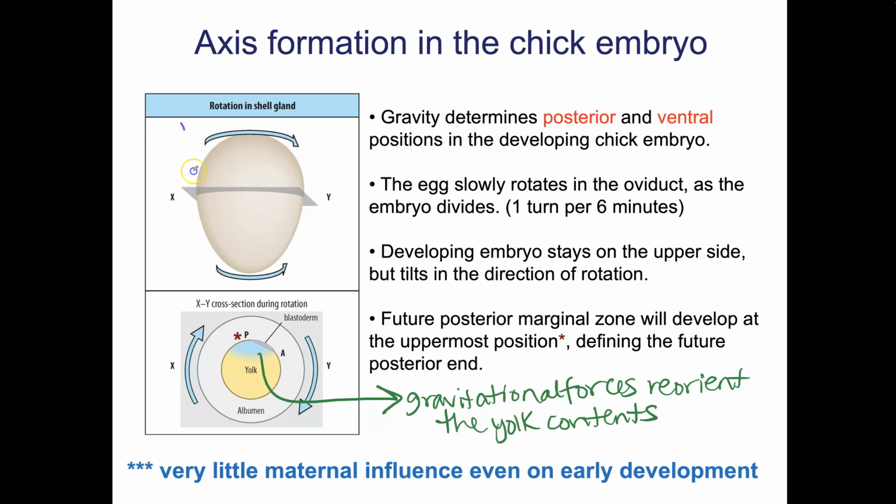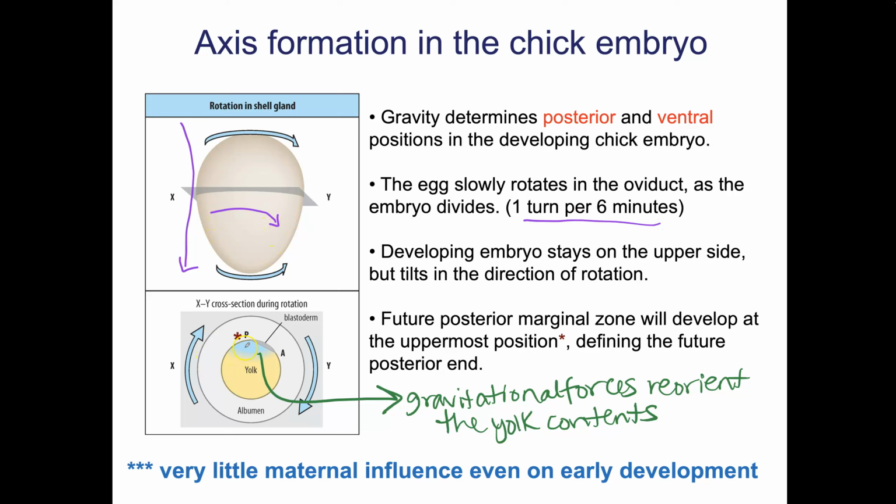The egg is traveling in this direction with the narrow end first, so the narrow end is sort of downward, and the egg rotates around and around. As it's rotating in this direction, the yolk stays in the same place. The embryo itself is quite slow, right? It takes 6 minutes to turn once all the way around.